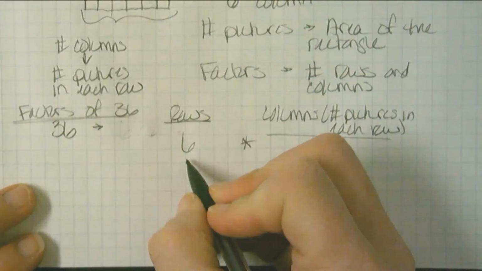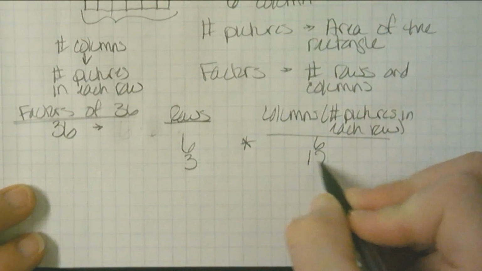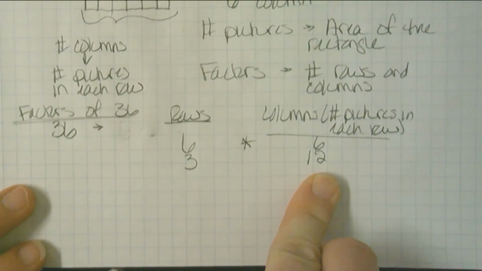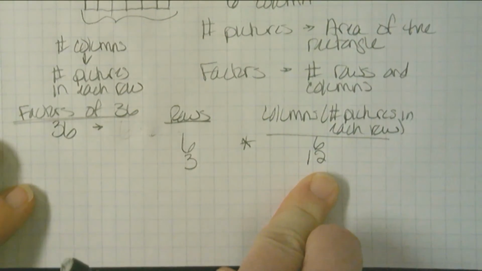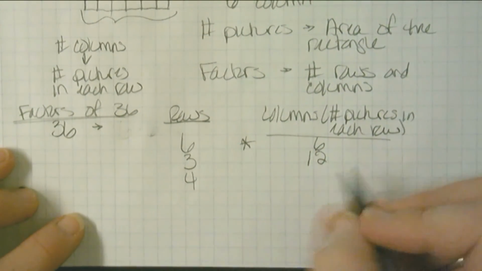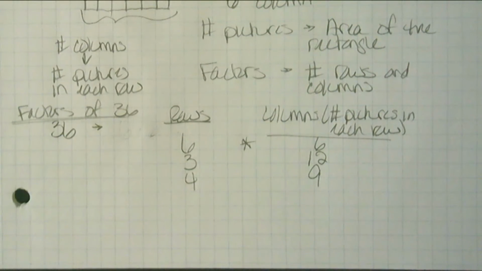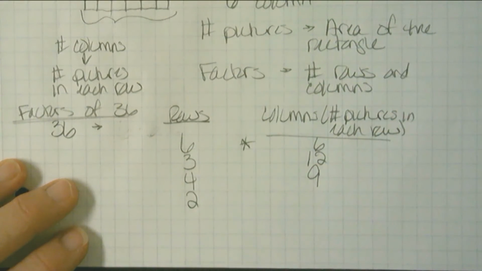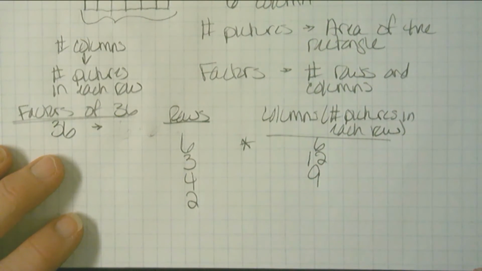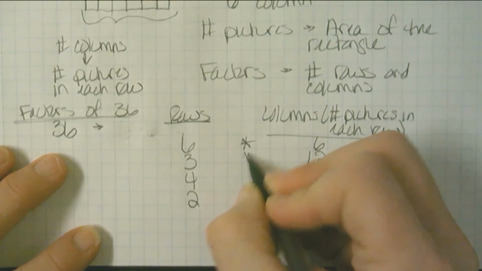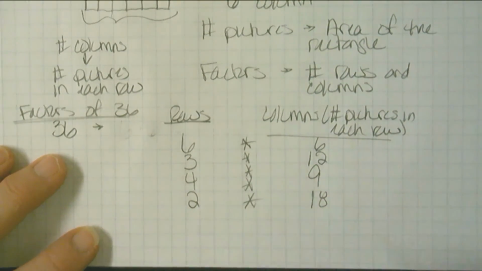What's another set of factors of 36? Angela? 3 times 12. 3 rows with 12 pictures in each row. Give me another set of factors. Kira? 4 rows, 9 pictures in each row. Give me another set of factors. Pierre? Jack? 18? Yep. So 2 rows, 18 pictures in each row.